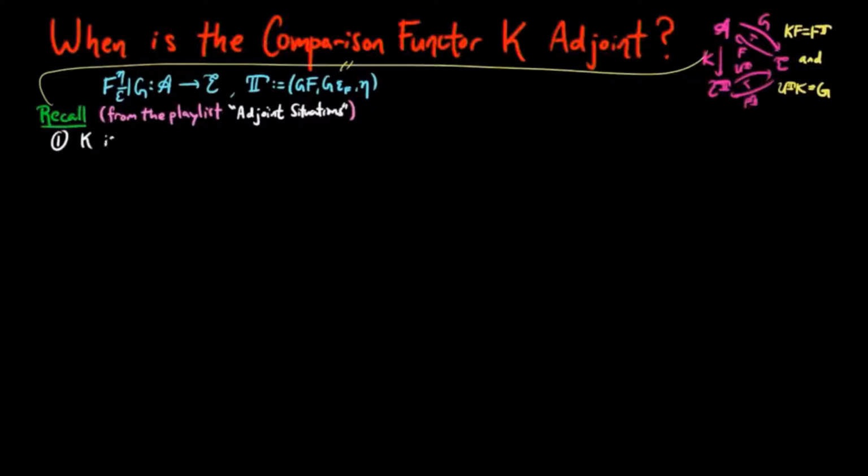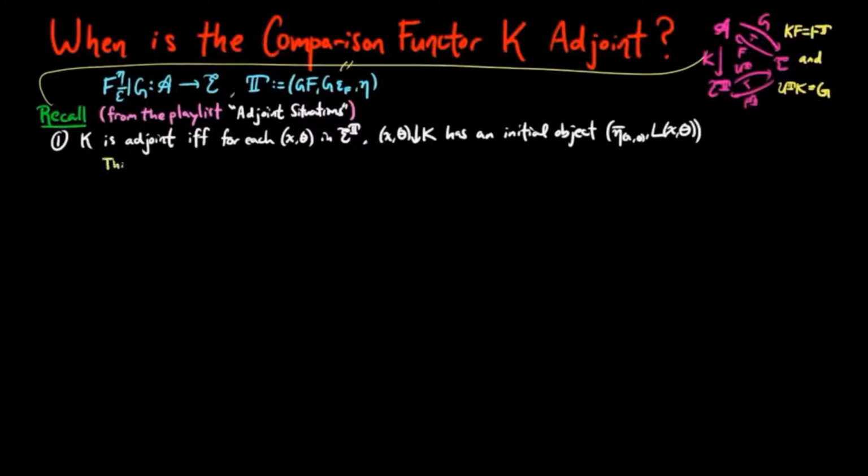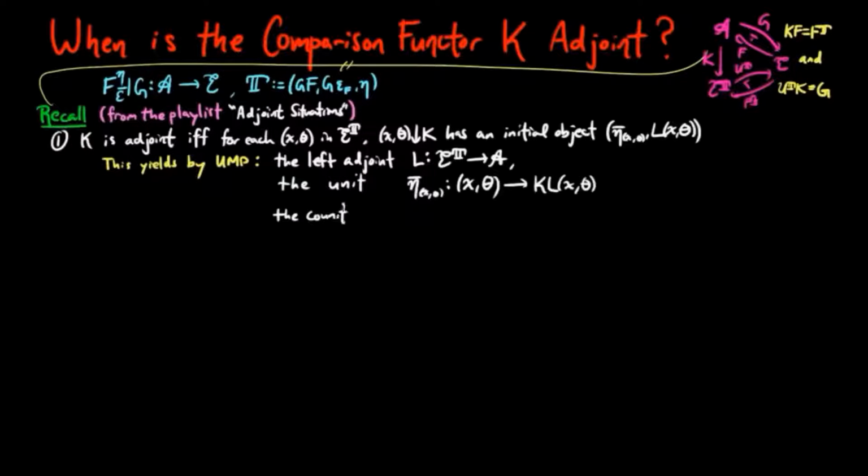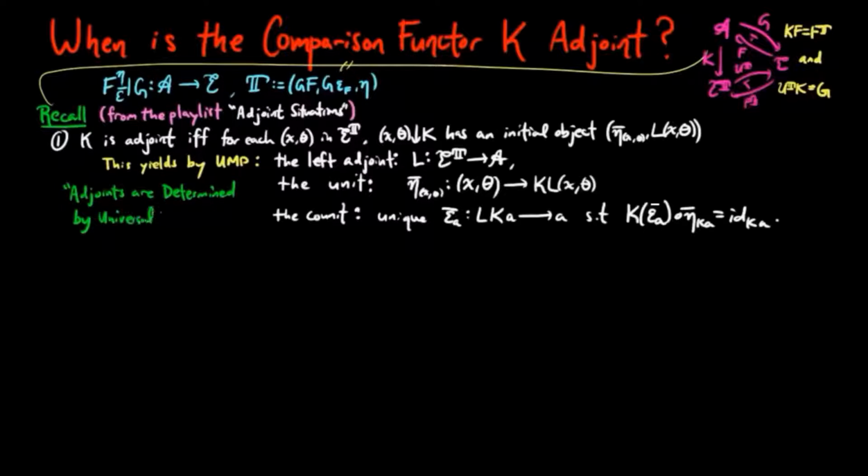We will use a few results from the playlist on adjoint situations. First, recall that K is adjoint if and only if for each Eilenberg-Moore object (x, θ), the category (x, θ) over K has an initial object. Then from the universal mapping property of the initial object, we can construct the left adjoint L, the unit η-bar, and the co-unit, which is the unique morphism from LKA to A such that Kε-bar_A η-bar_KA is the identity on KA. These results are proven in the video Adjoints are determined by universal properties of the unit.